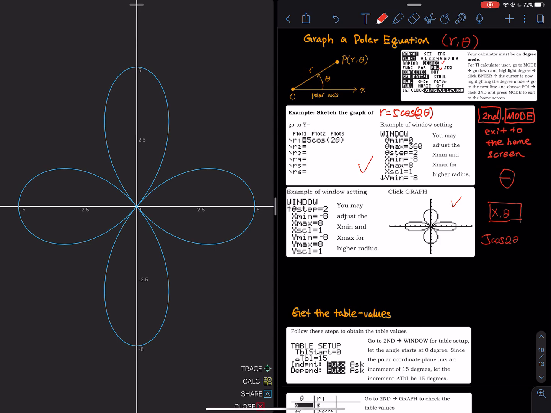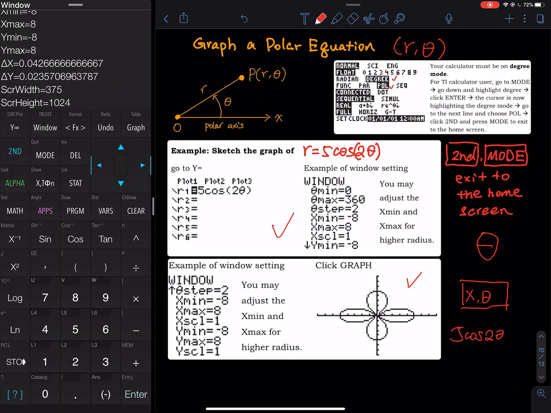Okay, so now when people give you a polar equation, this is how you graph it. But how do you do this by hand? Okay, let me show you how to do this by hand. To do this by hand, here is how we do it.